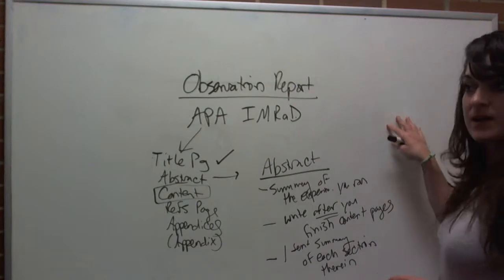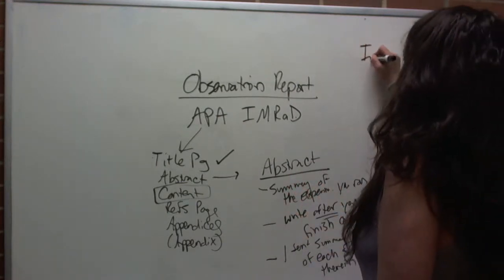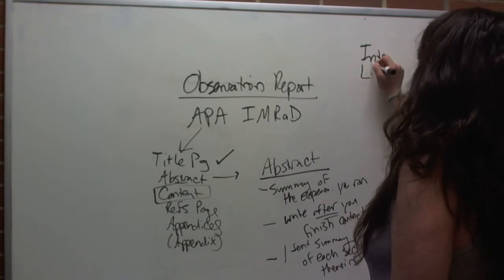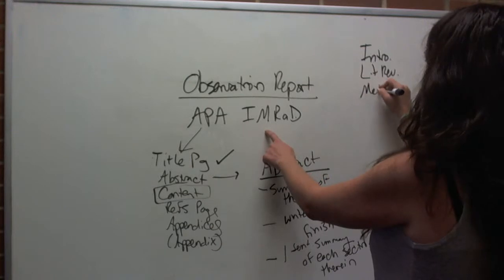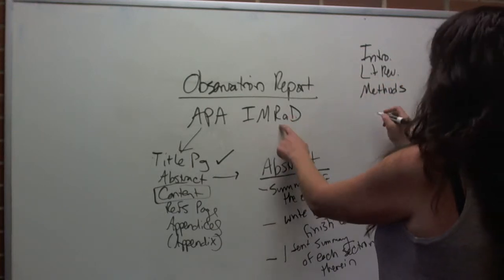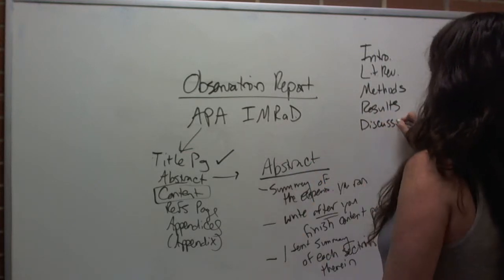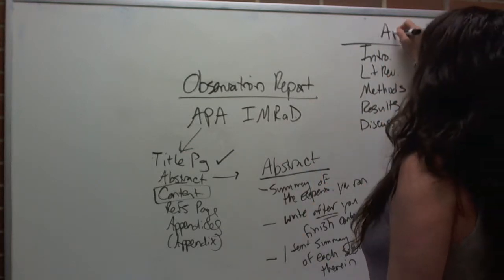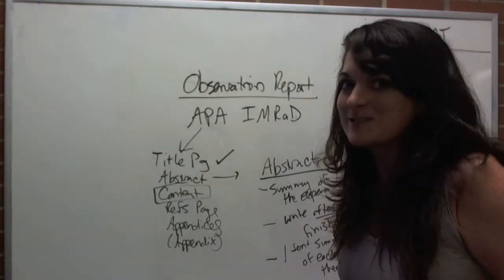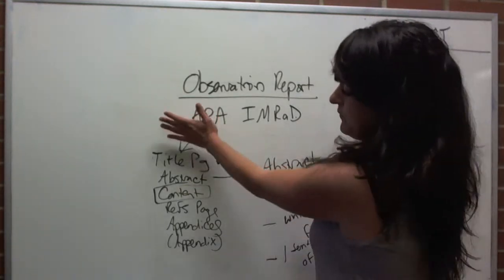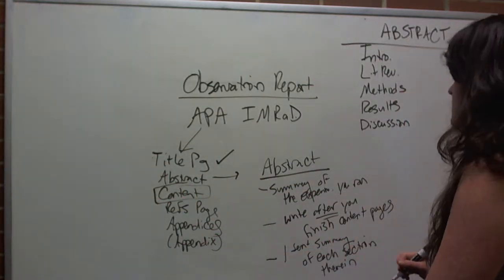So I'm going to show you over here what that looks like. And again, you're writing your abstract last, which means that you've written your introduction, you've got your lit review, you've got methods, you've got results, you've got discussion, okay? So when you're writing an abstract, and remember, you're writing it when? You're writing it last, right? So when you first are constructing this, you're going to skip over abstract and you're going to go to content. We'll talk more about that in a second too, okay?